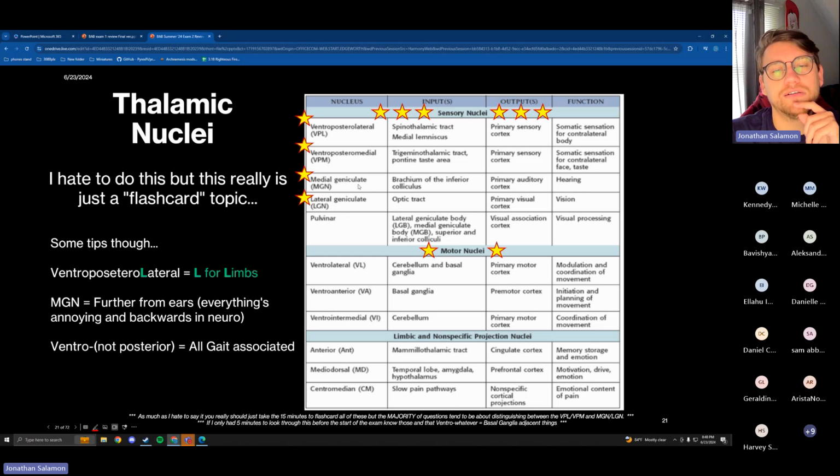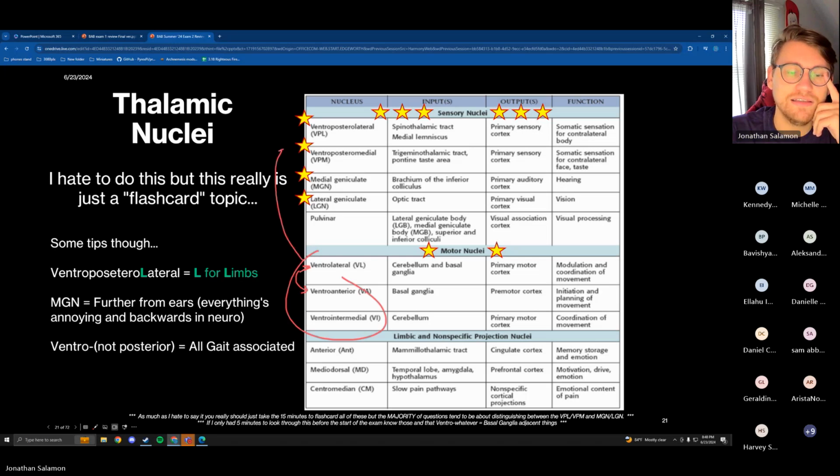And then medial and lateral geniculate nucleus, it's backwards like everything. Optic tract, your eyes are more medial to your ears, therefore in the brain they're more lateral to your ears, right? Just know this, please know this. Know all of the motor nuclei together: the ventrolateral, ventral anterior, ventral intermedial. They're not going to ask you to distinguish between the VL and the VA, but they will ask you to distinguish between these and these.